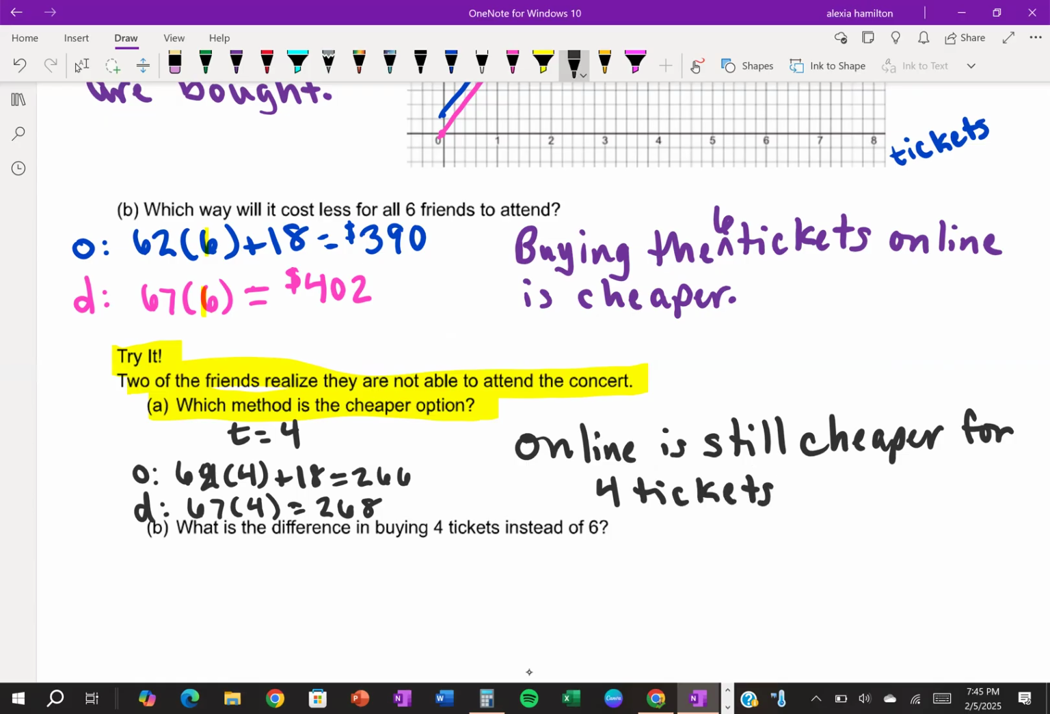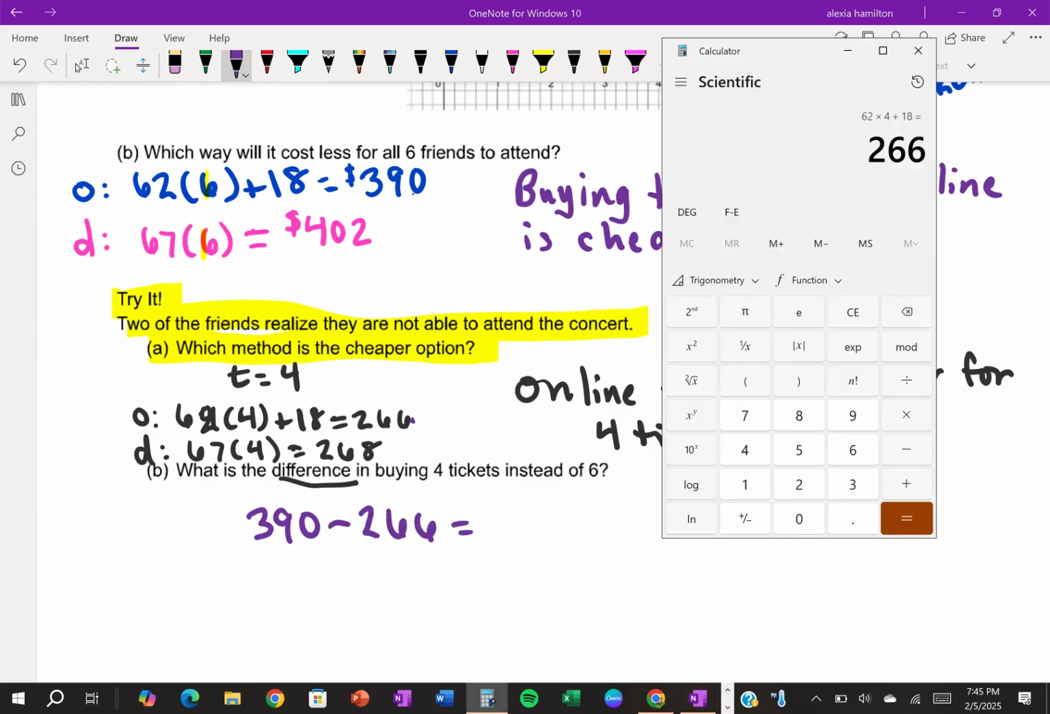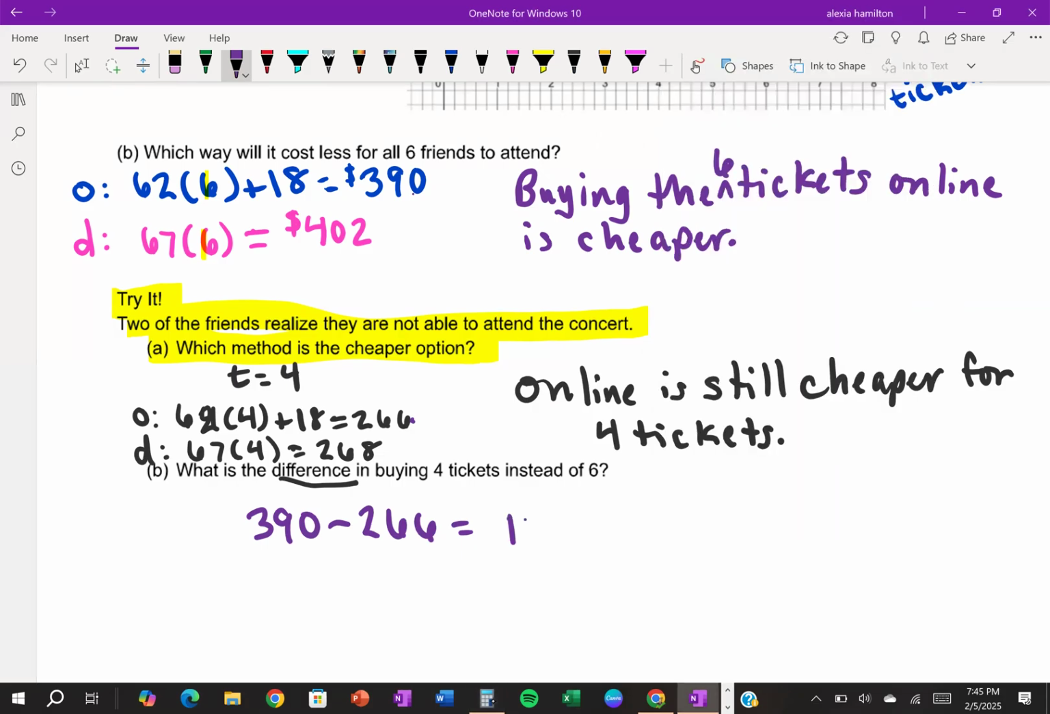And then difference means subtraction. So 390 minus 266. The final answer: $124 is the difference.